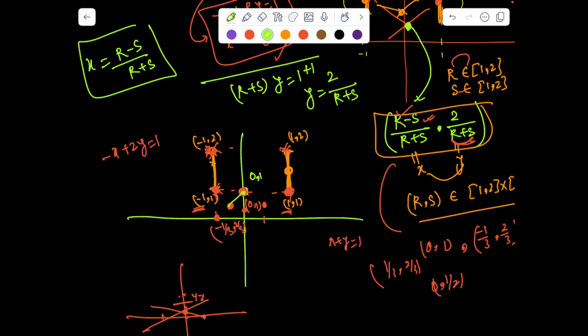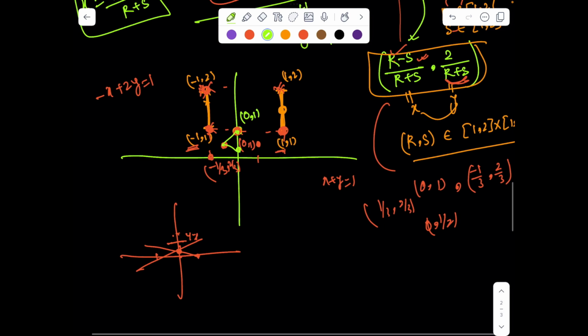So what I got is 4 points, right? So we got (0, 1), (0, 1/2), and (-1/3, 2/3) and (1/3, 2/3). So basically this is the region that I am getting over here. Okay, this is the region that I am getting here. And this was the area that was to be found.